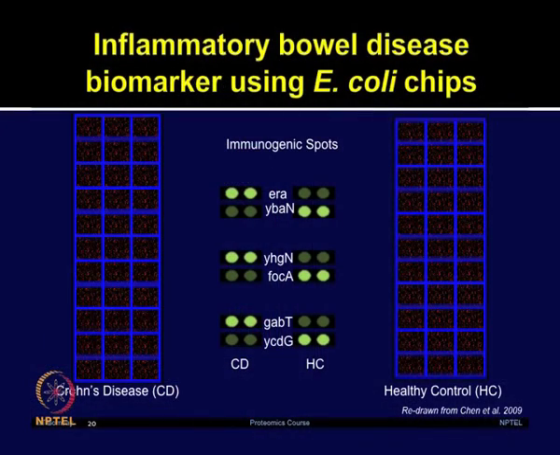After looking at the schematic or the overview of the experiment, now let us look at some of the results. These E. coli proteome chips were probed with the sera from a CD patient, which is shown on the left side, which is the Crohn's disease, and a healthy control is shown in the right panel in the slide. The Cy3 labeled anti-human immunoglobulin antibodies were probed on the chips, which allowed the visualization of immunoreactive protein spots. Some of these spots are shown in the center, and it shows the comparison of CD, or Crohn's disease, versus healthy control.